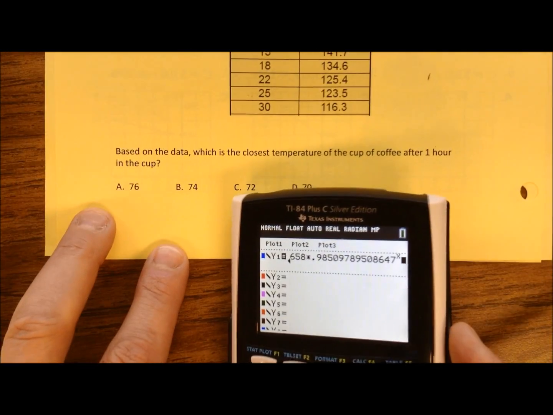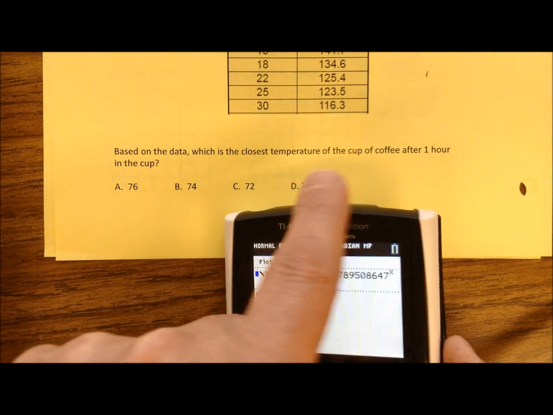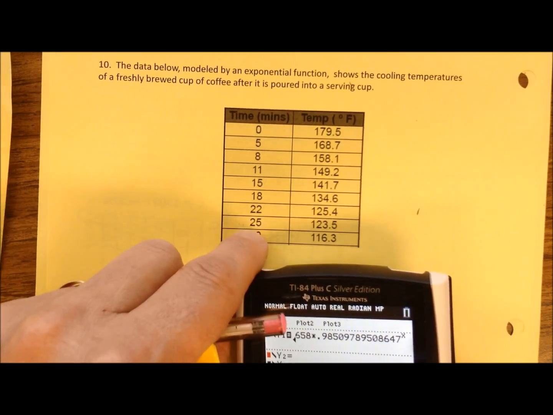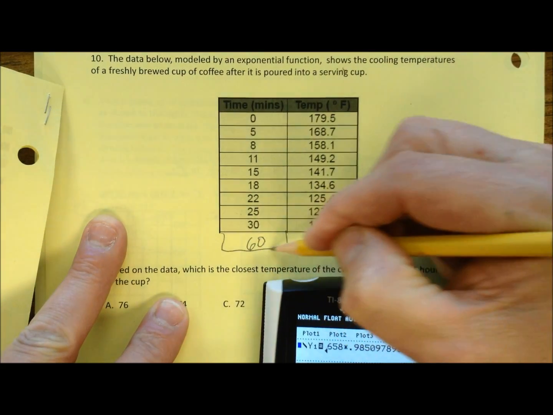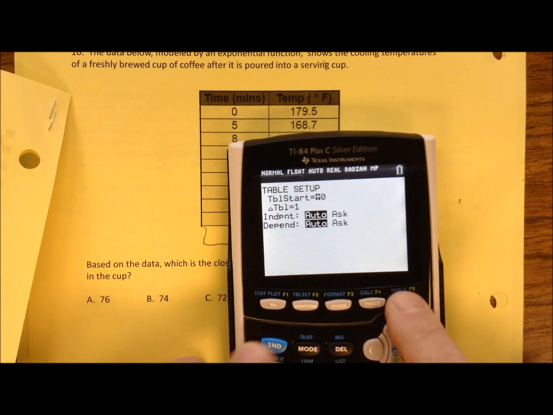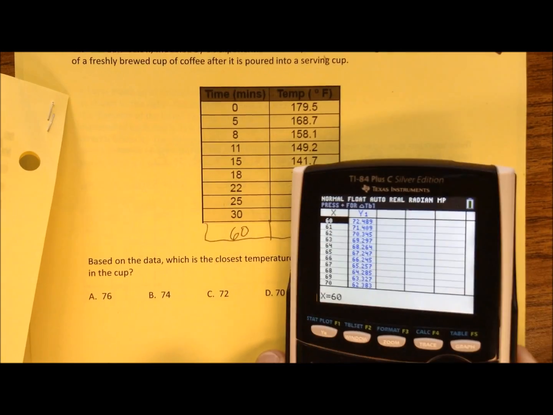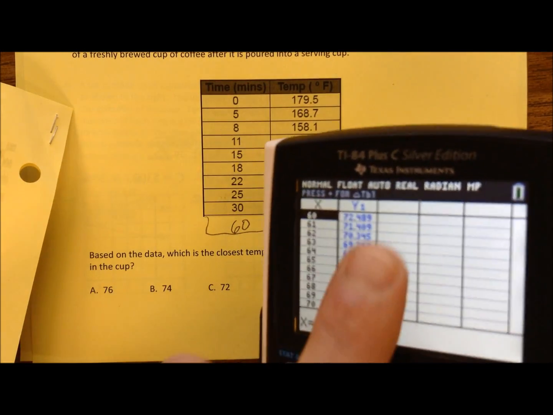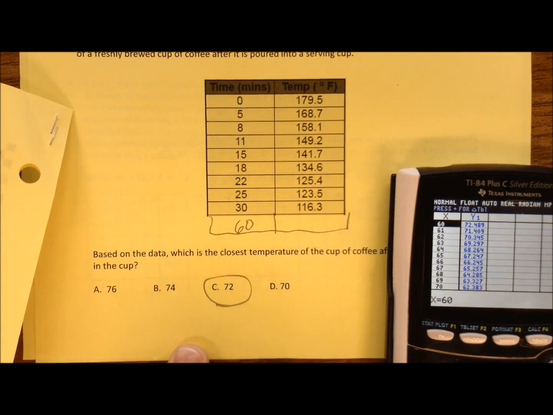Now let's answer the question since we have the equation. Based on the data, which is the closest temperature after 1 hour. Now we've got to be careful here. This is in minutes, so we got to make sure that we're looking for 60, because 60 minutes is an hour. So I'm going to go to my table set, and I'm going to start at 60, and then once I go to my table, I notice that that is 72. 72. Do well.